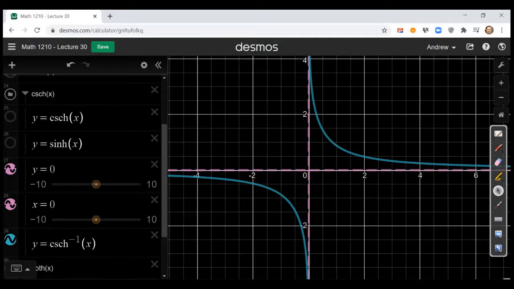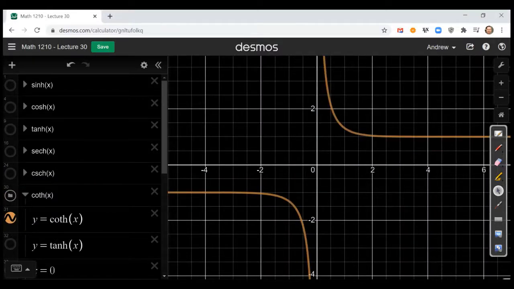Hyperbolic arc cosecant, as x approaches infinity, will approach 0 from above. As x approaches negative infinity, it'll approach 0 from below. As x approaches 0 from the right, the hyperbolic arc cosecant will go to infinity. And as x approaches 0 from the left, we see that hyperbolic arc cosecant will approach negative infinity.